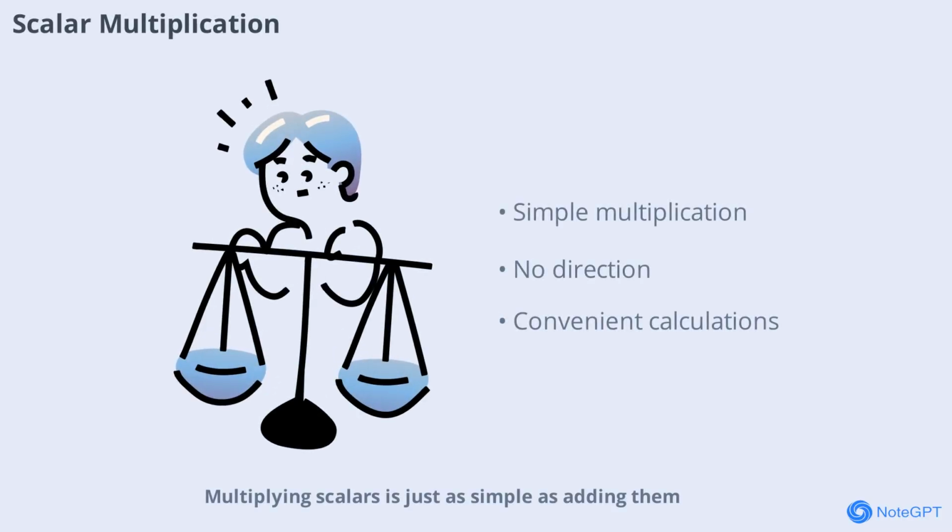Multiplying scalars is just as simple as adding them. If you have a mass of 5 kilograms and multiply it by 2, you get 10 kilograms. The result is still a scalar and there's no direction involved. This property makes scalars very convenient for basic arithmetic operations in science and daily life.